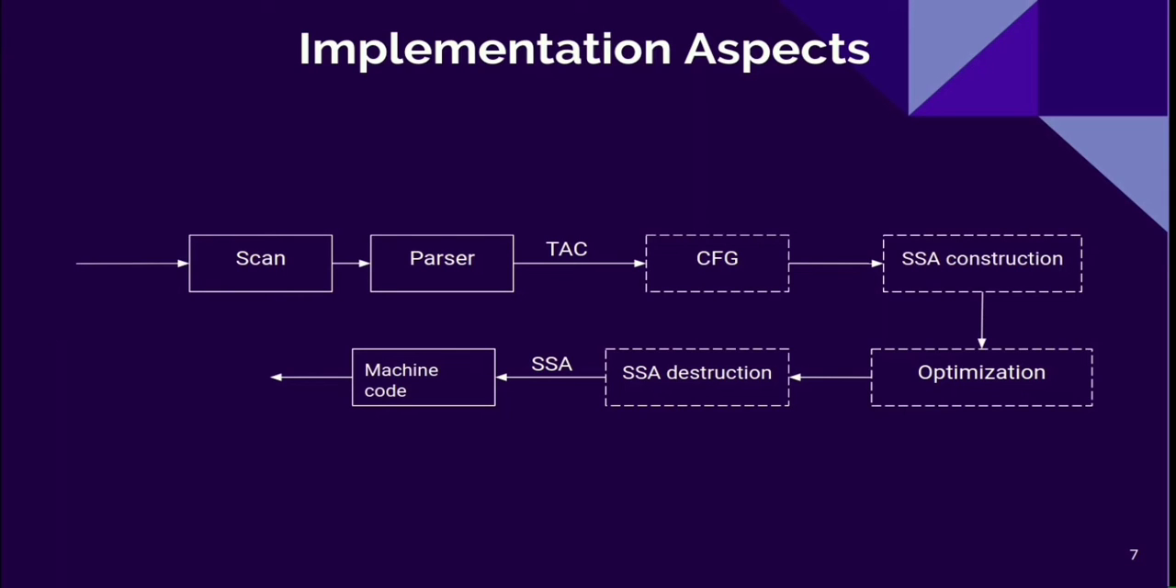The high-level design of the project is: the input program goes to the scanner, tokens are generated with the help of the parser, which generates the TAC, that is 3 address code, which is given to the control flow graph generator, and then the SSA construction. On this SSA, optimizations are performed and the SSA is destructed and it is given to the machine code. Our features include providing CFG, SSA construction, optimization, and SSA destruction.